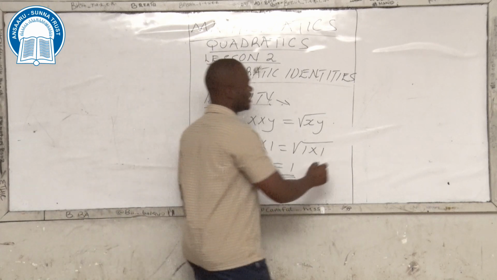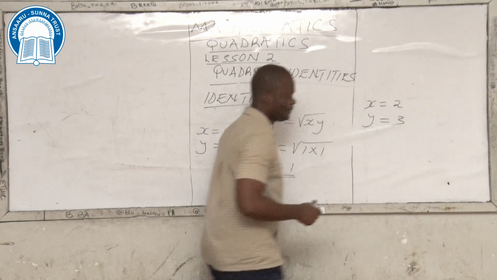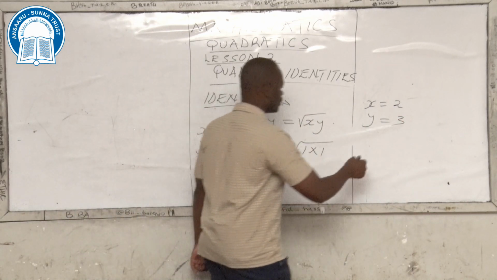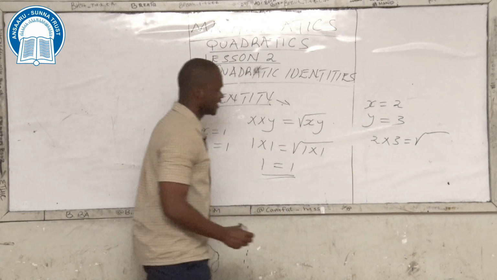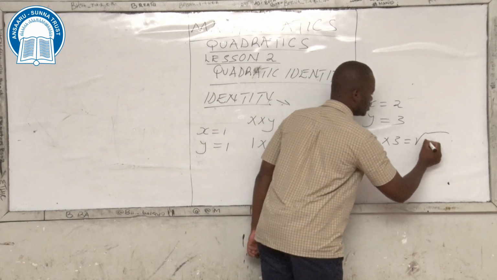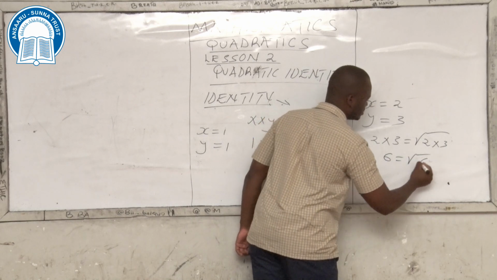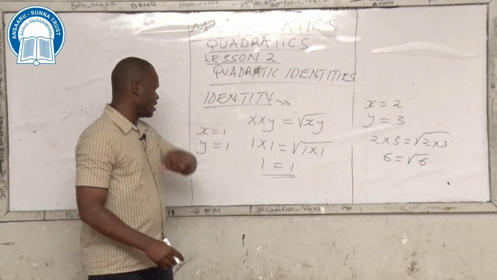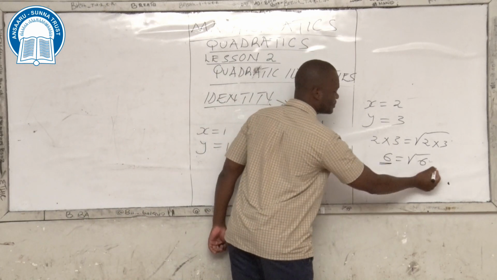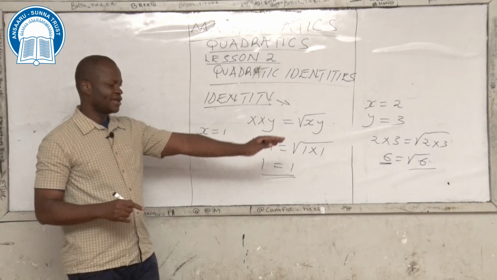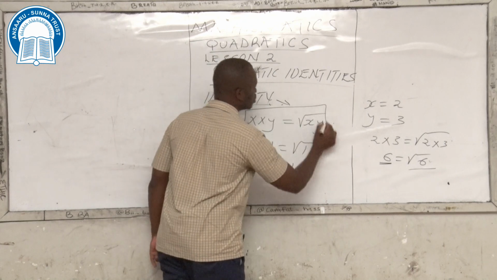Let's prove that. Let me choose x as what? 2 and y as 3. Then we have, of course, 2 times 3 is equal to what? Square root of 2 times 3. What do we get? 6 is equal to square root of 6. I think we all agree that in this case, whatever I have on this side is not equal to whatever I have on this side. Now, meaning for this case, we cannot call this what?